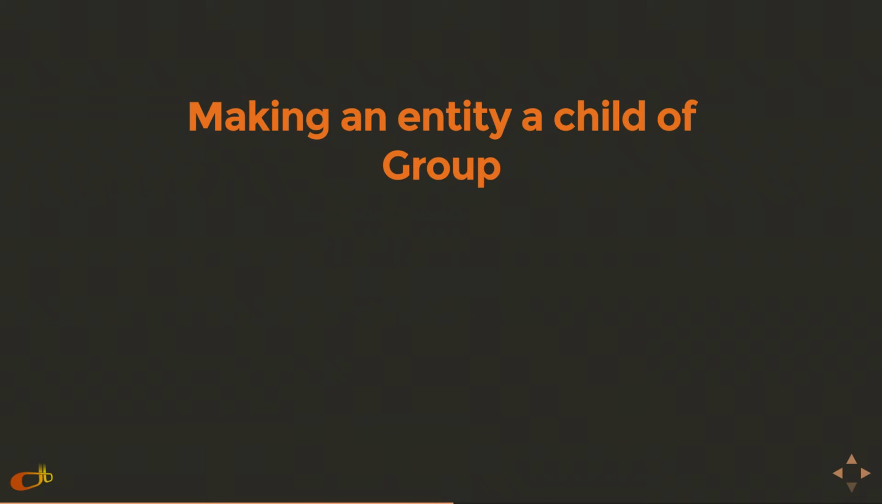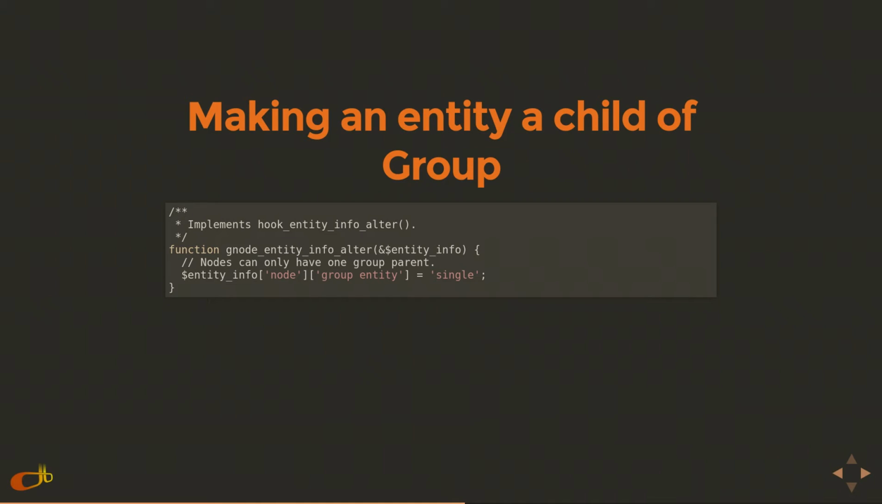To make an entity a child of a group, since it only comes with node and group by default, this is one of the things I've had to implement twice. I've integrated users and files, and I'm probably going to do a commerce order eventually here soon. So this is how group does it for node. And this is all you need to make group recognize that an entity is a child of, or could be a child of, a group.